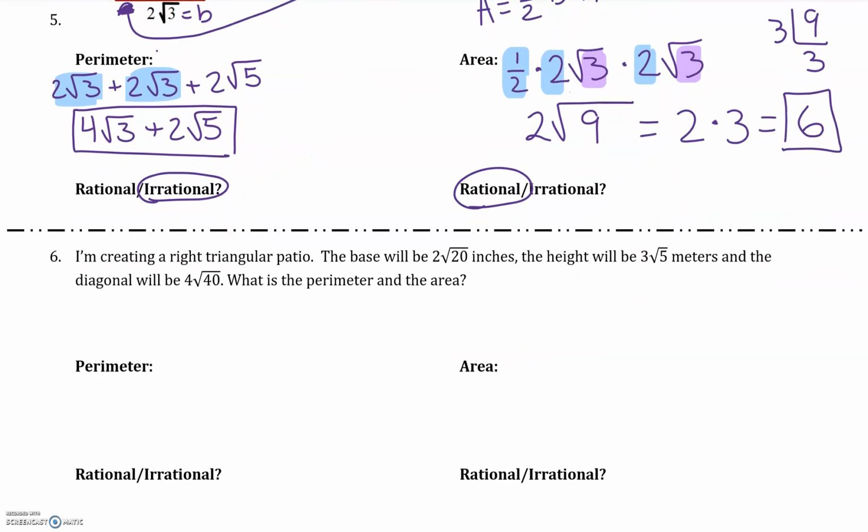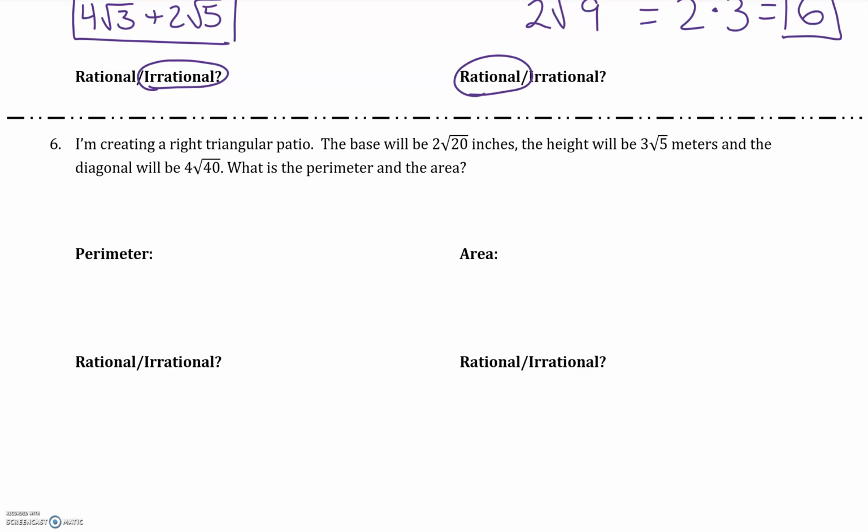All right, so let's look at number 6. Number 6, I'm creating a right triangular patio. So stop. That means we need to draw ourselves a picture. So let's come over on the side. I'll do mine over here. We're making a right triangular patio. So that's going to be our right angle, and it's a triangle.